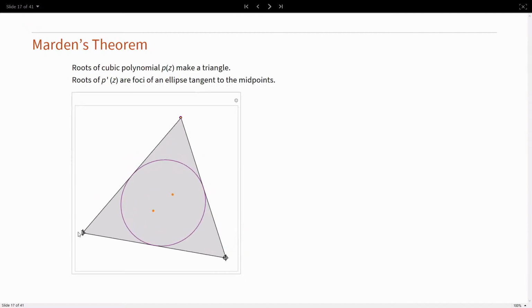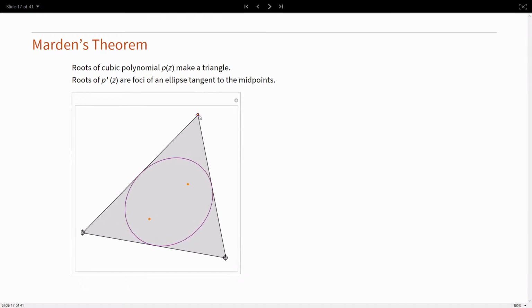If we move to triangles, we can find all sorts of incredible things. For example, this is Marden's theorem. If we take 3 points on the complex plane and make a triangle, say they're Z1, Z2, Z3. If we do x minus C1 times x minus C2 times x minus C3, multiply them together, and take the derivative, you'll get these 2 points, which are the foci of an ellipse, which is tangent to the midpoints of the triangle.